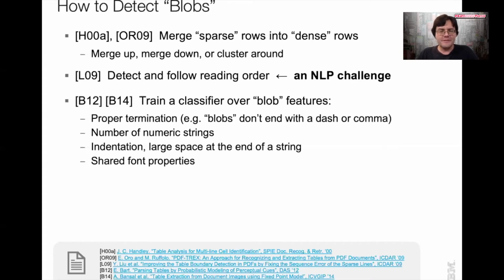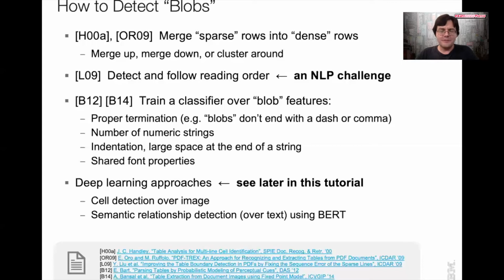Some features that you might use is whether the text inside the blob terminates with a dash or an article or something that is not supposed to be at the end of a complete piece of text. Or if a blob contains multiple numerical values, it may mean that it's not one blob, but multiple blobs. Indentation, of course, is a feature. Paragraphs have a peculiar indentation that is a detectable feature. And font properties. Text within the same blob tends to share the same font.